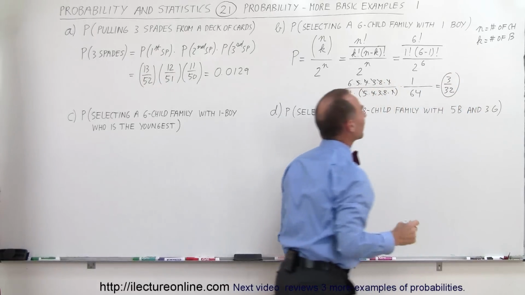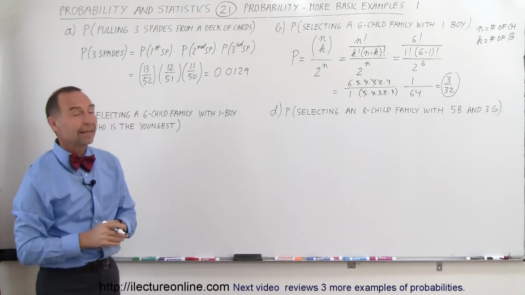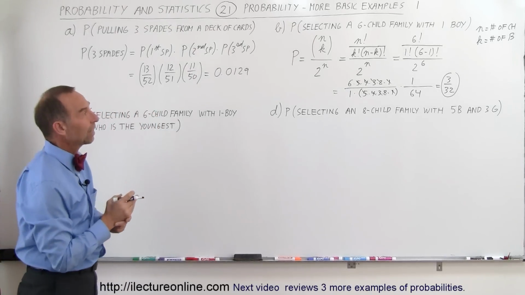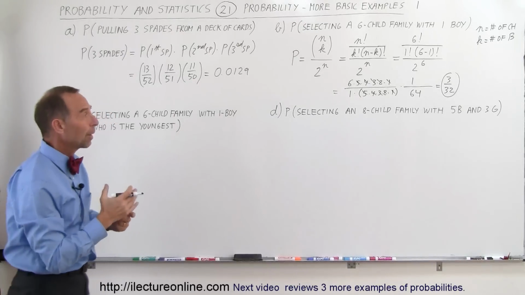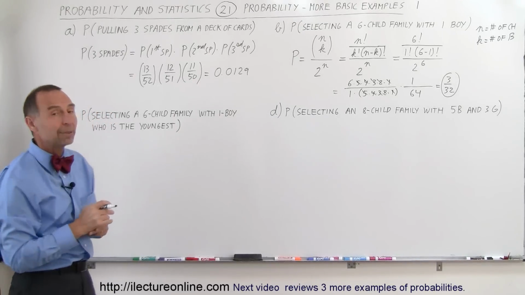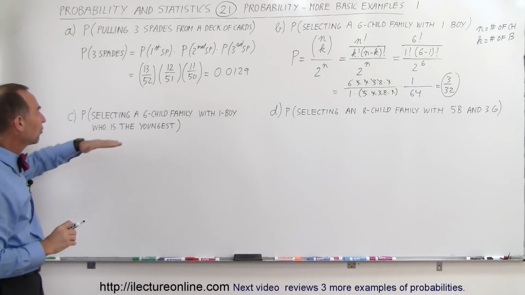And that would be the probability, if you meet a number of families that have 6 children, that there will be one of those families that has one boy and five girls. The chances would be 3 out of 32, or the probability would be 3 out of 32 that would be the case. All right, next, we're going to put a little bit more of a restriction on it.